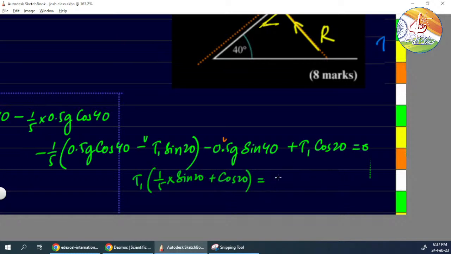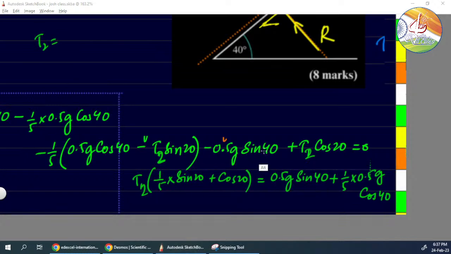And on the right side, this becomes positive, and this term is negative on the left side. On the right side, it becomes positive, correct? Yes. 0.5 g into cos 40. Okay, so this will be T2. T2 is maximum tension, right? So T2 tension will be this right side term divided by this term.